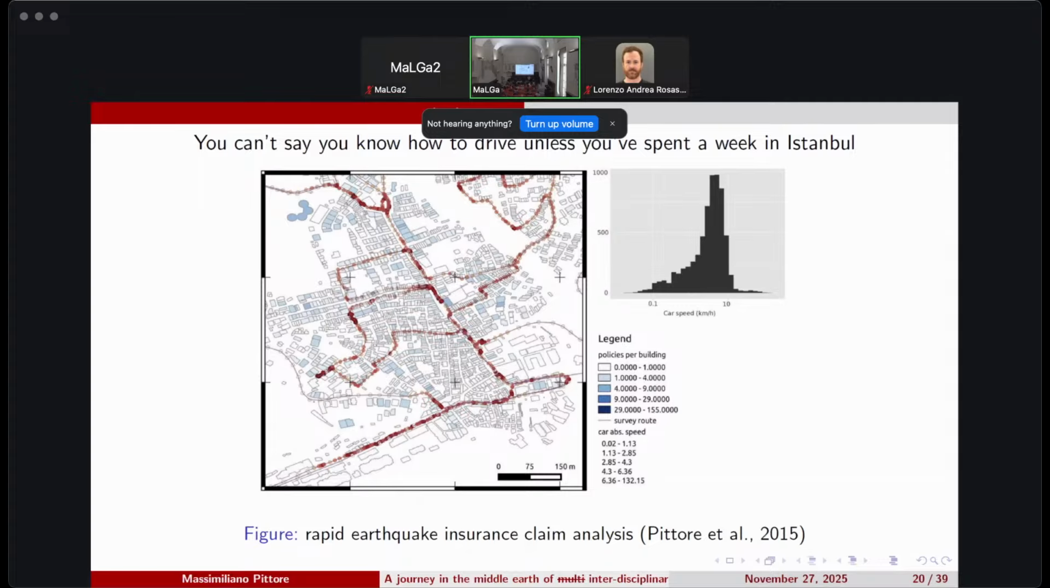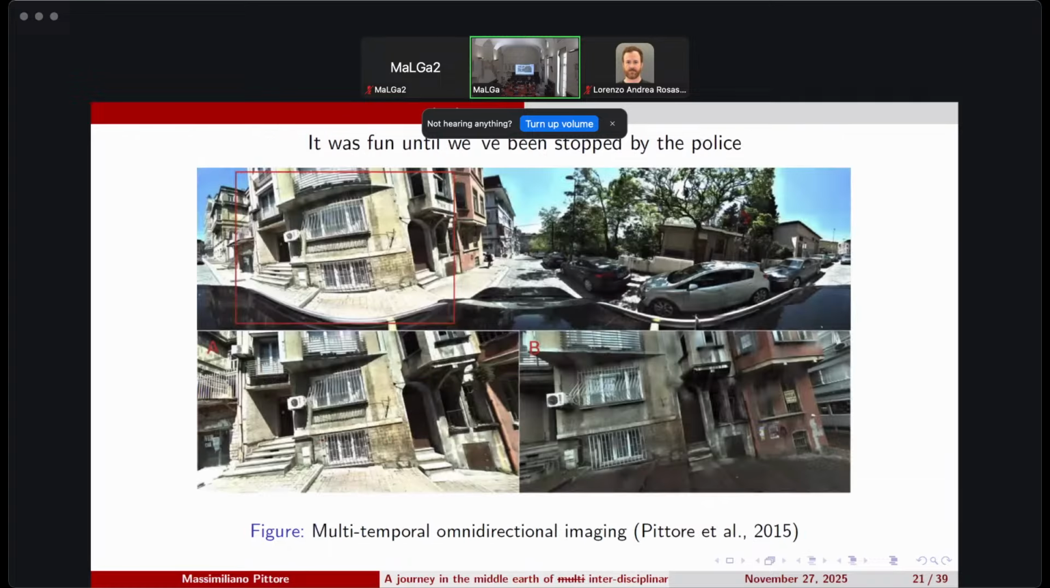You can see the histogram of the velocity of the car. So basically, let's say, you would like to spend some time in Istanbul, driving a car with stuff on top of it. After exactly 3 days of going around, we were stopped by police and questioned and searched and so on. Fortunately, we had people with us that knew people, and so everything was fine. But it was nice.